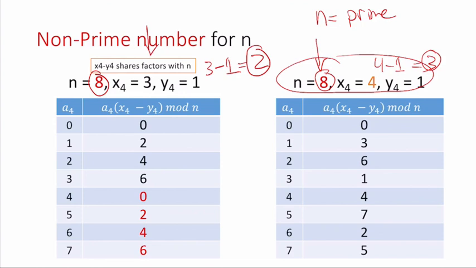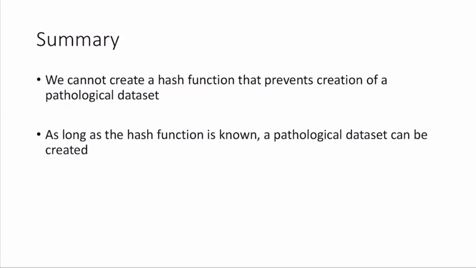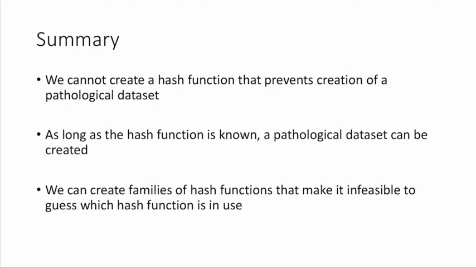Alright, so in summary, we cannot create a hash function that prevents the creation of a pathological dataset. It's not possible to do so. As long as the hash function is known, a pathological dataset can be created. So one cheap and easy way around this problem is to just make it infeasible to guess which hash function is in use.